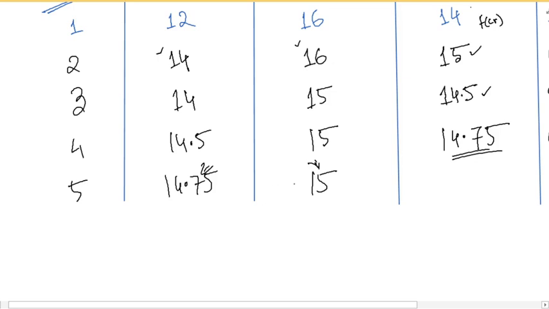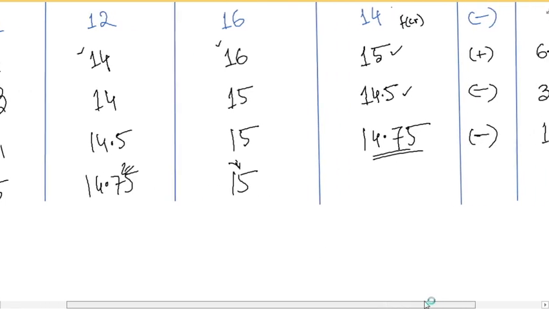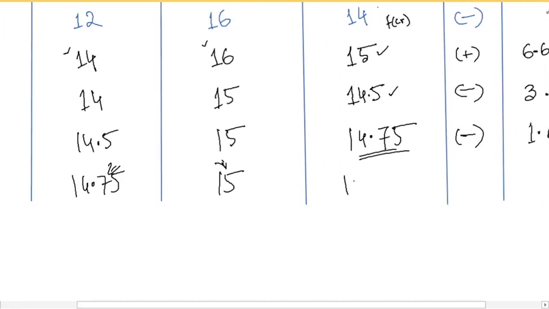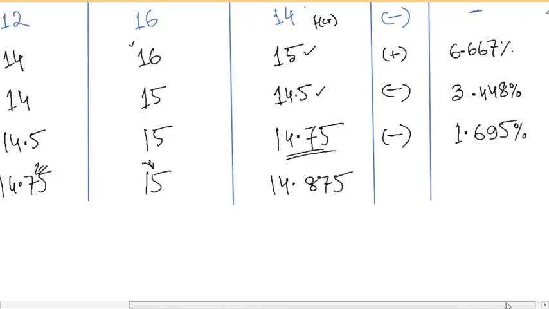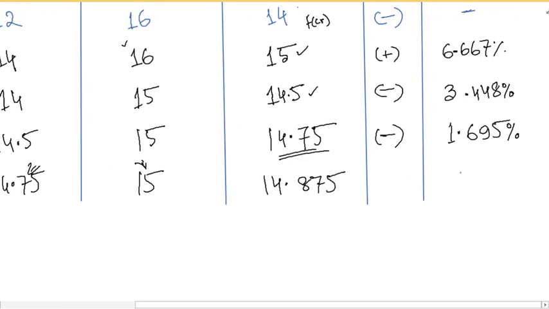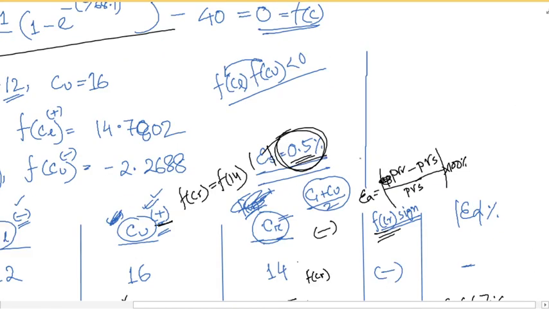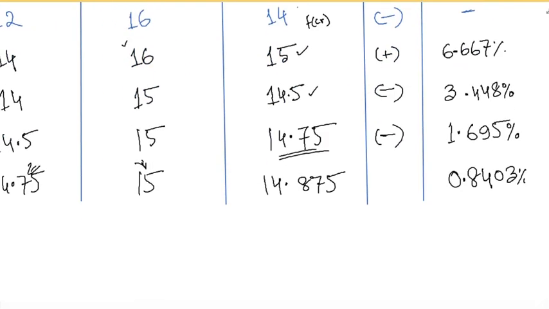As you can see, within these two the original root lies, and the average of these two is 14.875. The absolute error, if we calculate from here, will be 8403%, which is again not less than 0.5%. That's why we'll have to move further to the sixth step.